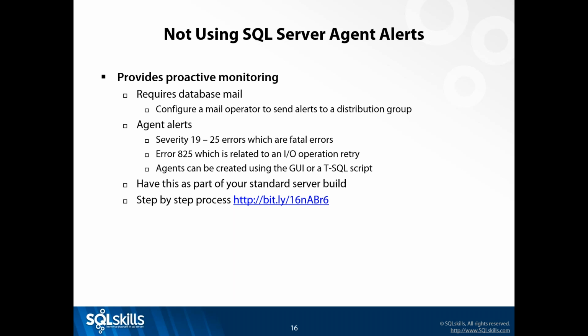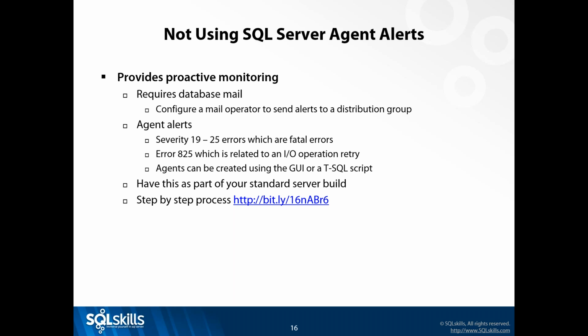So again, database mail. There's a documented process, step-by-step. All you have to do is change the email operator at this bit.ly link, and it will create your errors 19 through 25, your 825. Glenn Berry also has a blog post out there on doing this exact same thing. And a lot of the community have added to the list, saying here's another error that you should add for different versions, and what the different errors mean.